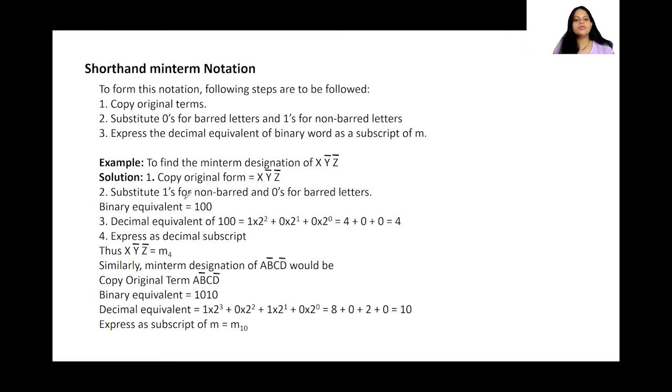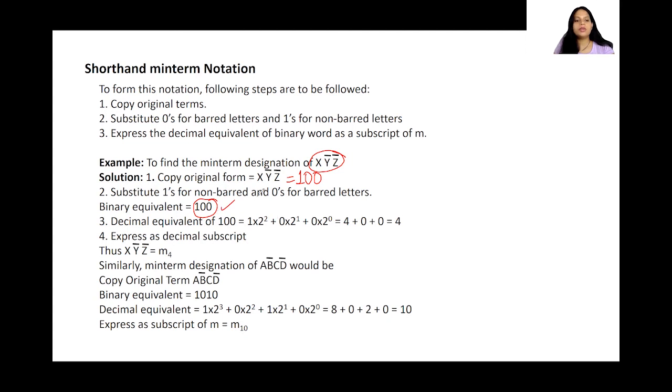So it is saying substitute 1 for non-barred and 0 for the barred letters, isn't it? So what happens here? x is non-barred. Non-barred means where there is no bar. So x becomes 1, and 0 for barred letters. So y bar and z bar become 0, 0. That's why the binary equivalent of this particular expression is nothing but 100.